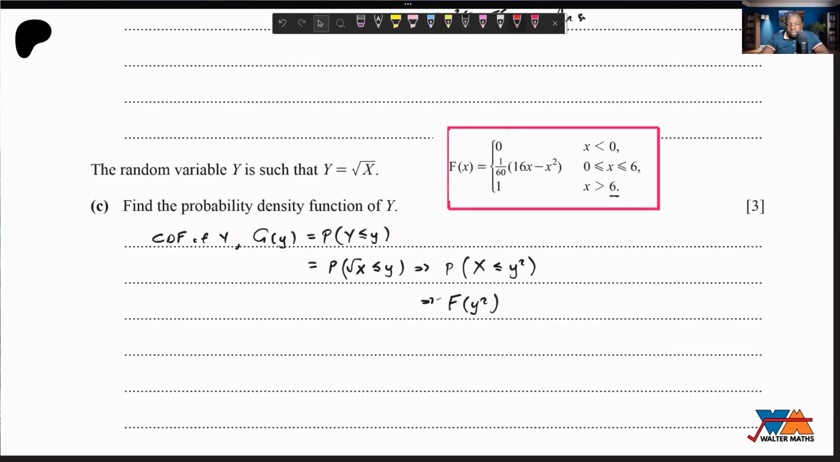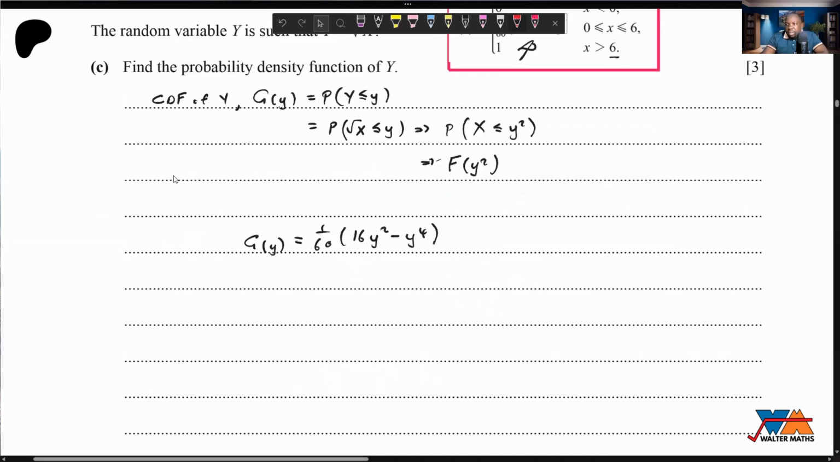So we are looking for f of y squared, and therefore we're saying G of y is equal to F of y squared, which is 1 over 60 of 16y squared minus y to the power 4. We're just substituting into this, and so this is what we're getting. And now, to find g of y, the PDF, we differentiate the CDF.